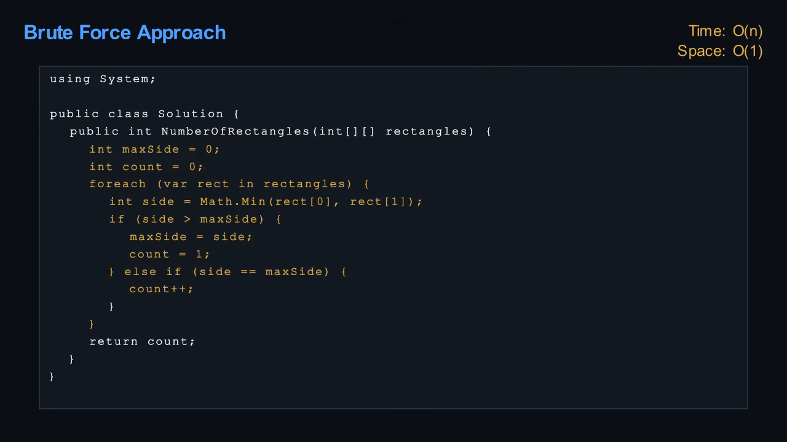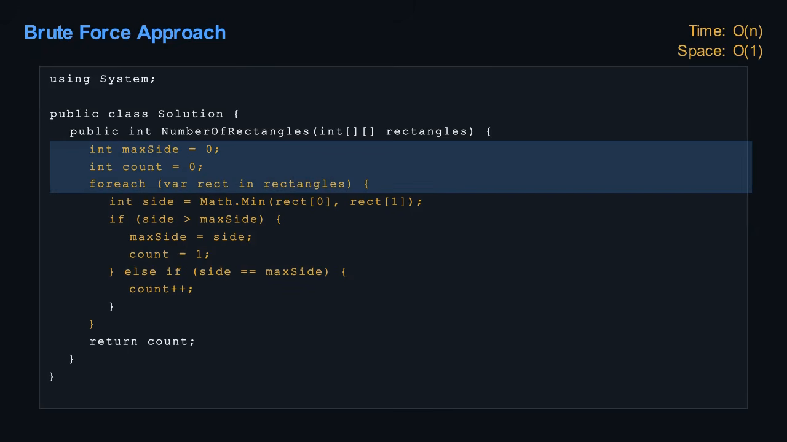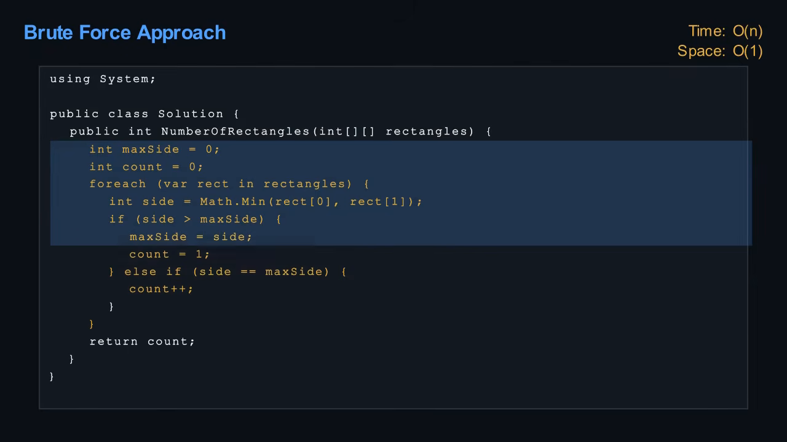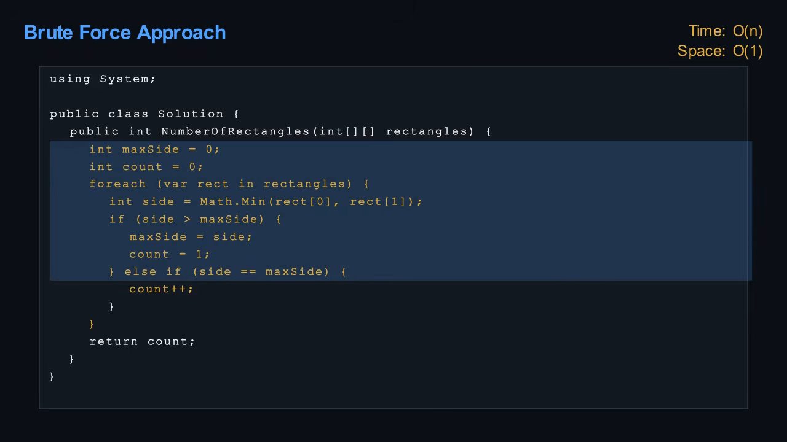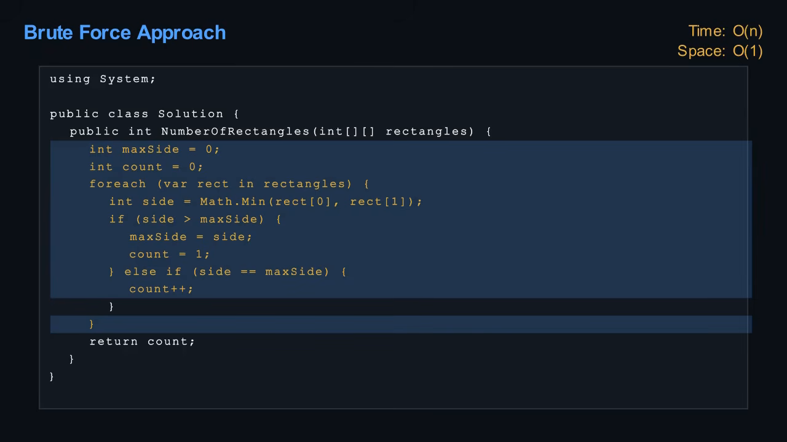First, iterate through all rectangles to find the maximum possible square side length. This means, for each rectangle, calculate the minimum of its length and width, and keep track of the largest minimum seen so far. Once you have this global maximum side, you then make a second pass through the rectangles. In this second pass, for each rectangle, if its minimum dimension equals our previously found global maximum, increment a counter. This works, but it requires iterating over the entire input array twice. The time complexity is O(n) because of two passes, and space complexity is O(1).